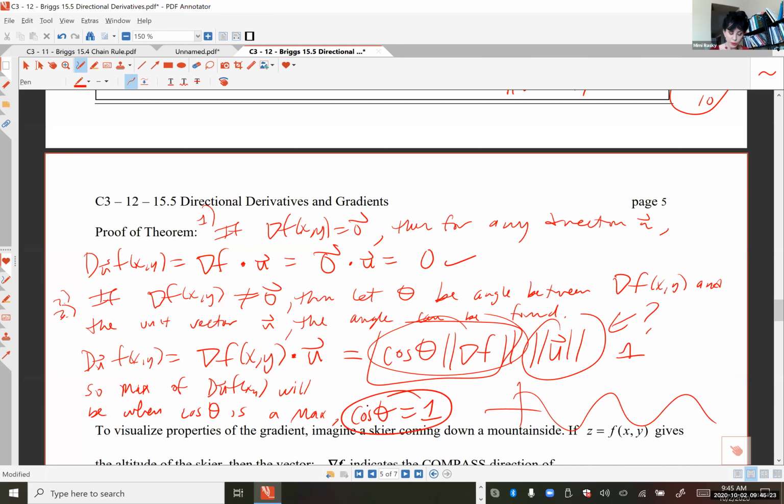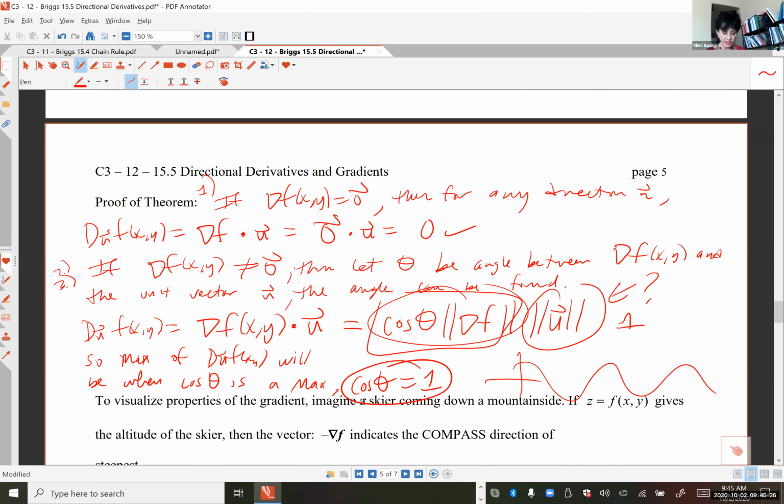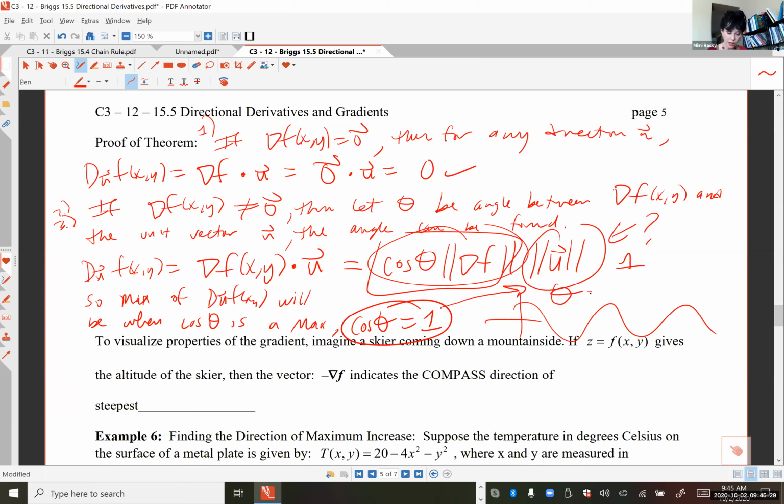So what do you know when cosine theta is equal to 1? What's the angle? If you took arc cos of both sides, what is cos inverse of 1? Quick, come on. 0. So what we're saying is that you can maximize your directional derivative if the angle between your gradient and your unit vector is 0 degrees. What does that mean? That means you're pointing in the same direction as your gradient. That's why it's going to give you a max.